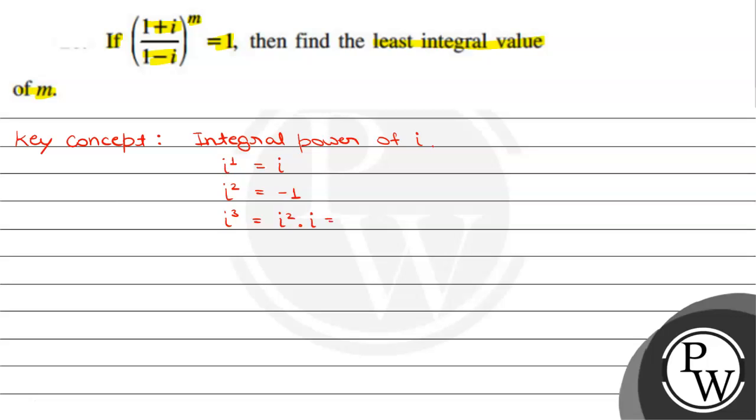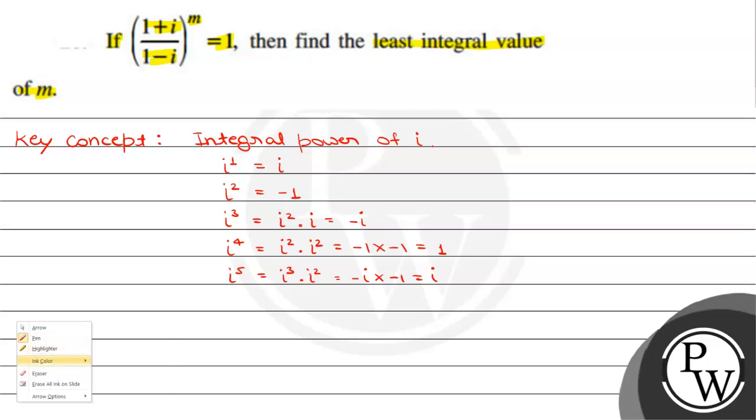So i square is -1, so -1 into i is -i. Similarly, i power 4 will be equal to what? It is equal to i square into i square, which is -1 into -1, equal to 1. Similarly, i power 5 can be written as i power 4 into i, which is i. In this way, we can find the value for integral powers of i. So using this information, we'll solve our question.